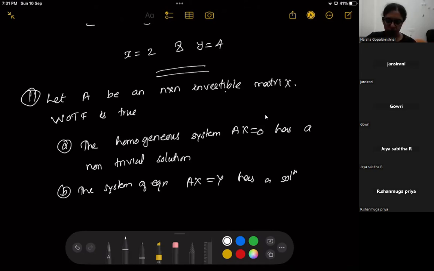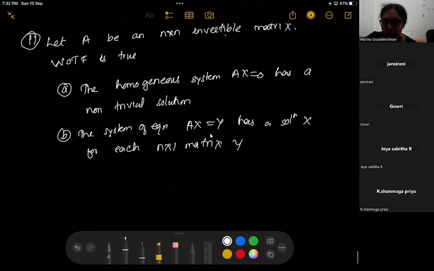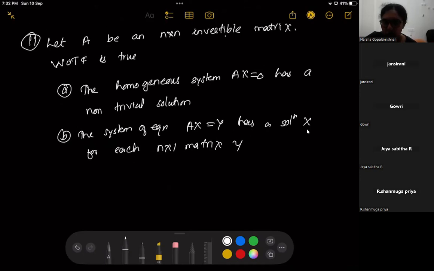Okay. So the first statement is: the homogeneous system Ax equal to 0 has a non-trivial solution. Homogeneous means that this side is 0, right? That is what homogeneous means. And the second statement is: Ax equal to y has a solution x for each n by 1 matrix y. So which one is true? Can anyone say?